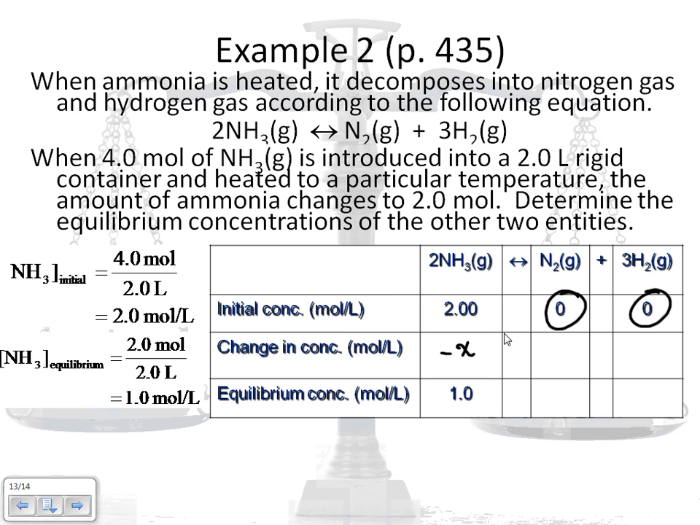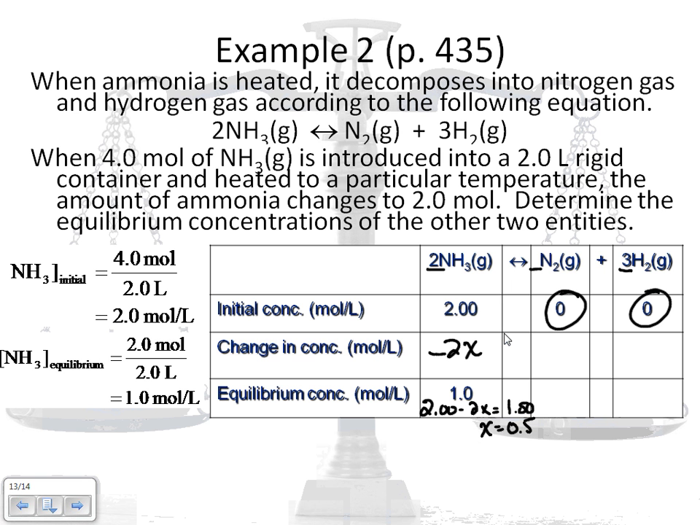Okay, we're going to go through the answer. Now your answer looks like this. What you have to keep in mind is the coefficients from your balanced chemical equation. We've got a 2 and a 1 and a 3. So when this went down, it didn't go down by X, it went down by 2X. So basically 2 minus 2X equals 1. If you flip this around and solve for X, you can see that X is 0.5.